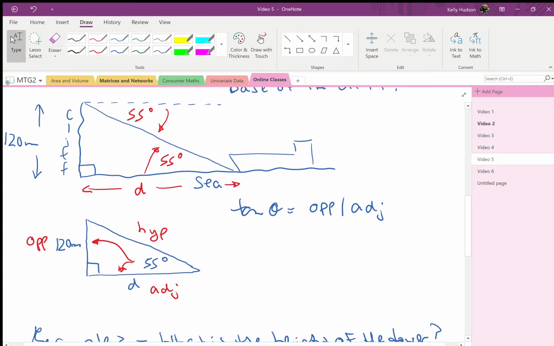Alright, so let's substitute our values in. I know my theta is 55 degrees, so therefore tan of 55 degrees is equal to my opposite side, which is 120, divided by my D, which is my adjacent side. Alright, now the D, I need to get that to be the subject of my equation, so I have to move the D from the bottom over to the left-hand side. So my first step is to multiply both sides by D, so that I move the D off the bottom of my equation. So I cancel out those. I get therefore D is equal to tan of 55 degrees.